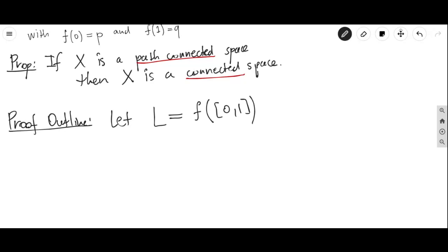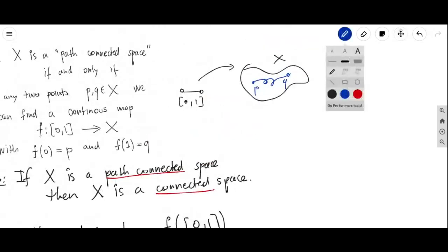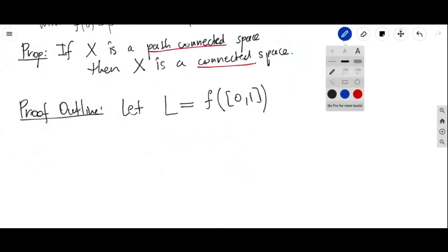Okay. So in the picture, this is L. Now you probably recall L was the line segment in the convexity proof. But here, L, instead of being a straight line segment, is this line path. It's this path segment. So let L be equal to this.